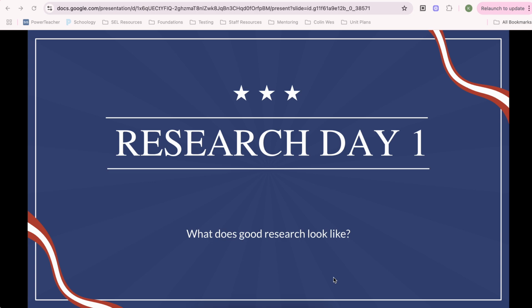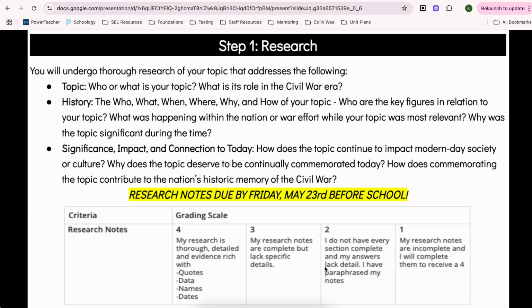Research Day 1. Today we are going to be answering the essential question, what does good research look like? Today in class, although I am not there with you, the expectation is that you are having a successful day of research. So, what do I expect? I'm going to show you a little bit about what we talked about yesterday.